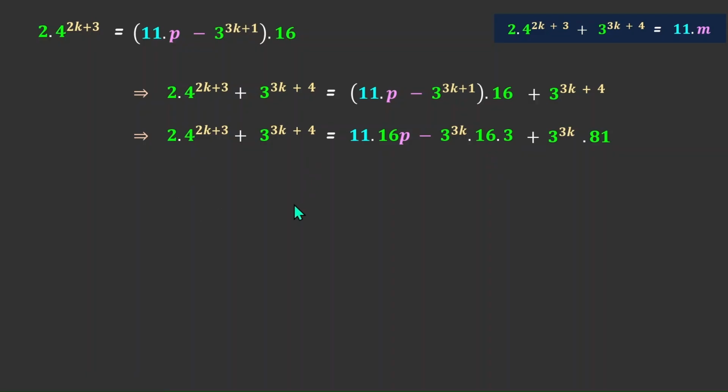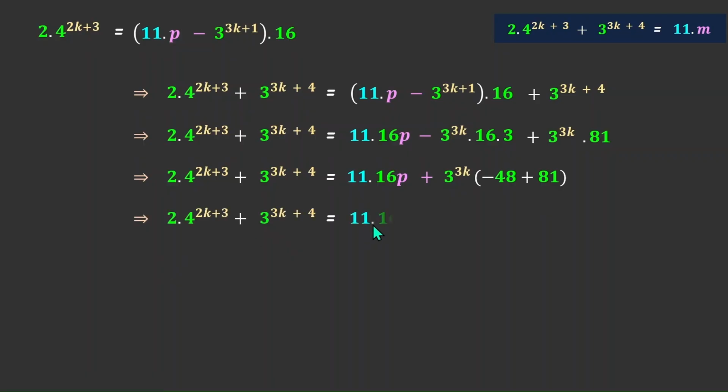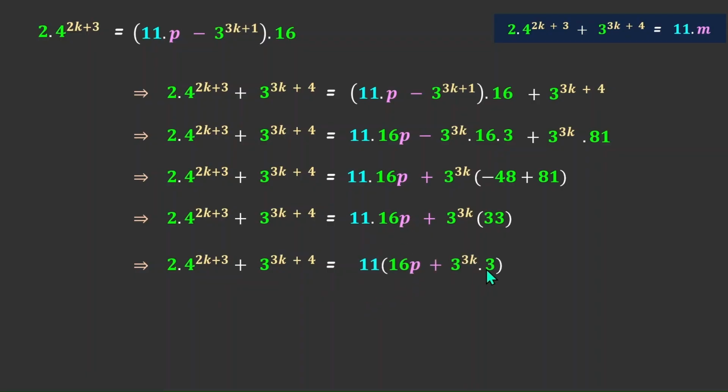So we can write the entire equation as the left hand side remains fixed is equal to 11 into 16p plus 3 raised to power 3k, which we took out as common, into 81 minus 48. So this calculation would now become 11 into 16p plus 3 raised to power 3k into 33. And 33, if you know, is nothing but 11 into 3. So from both the terms, I can take out 11 common now to give us the left hand side remains fixed is equal to 11 into 16p plus 3 raised to power 3k into 3, right?